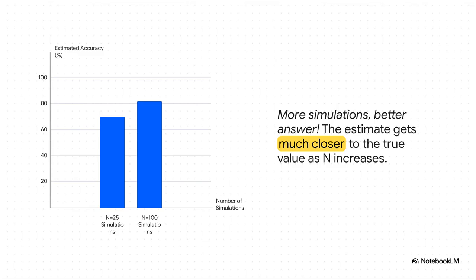See, with only 25 simulations, our estimate is a bit off. But just by bumping it up to 100 simulations, bam, we get way, way closer to the real answer. It's the law of large numbers in action. More samples, better answer. Simple.